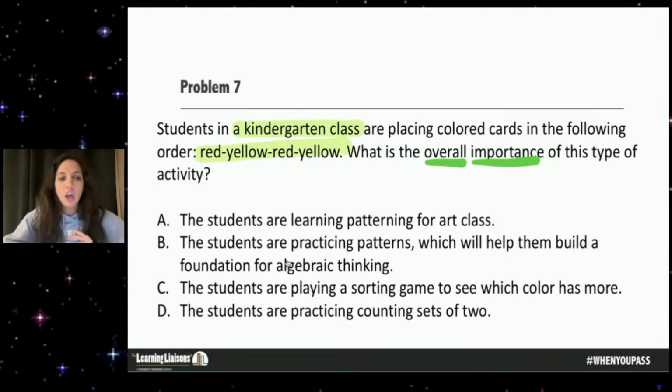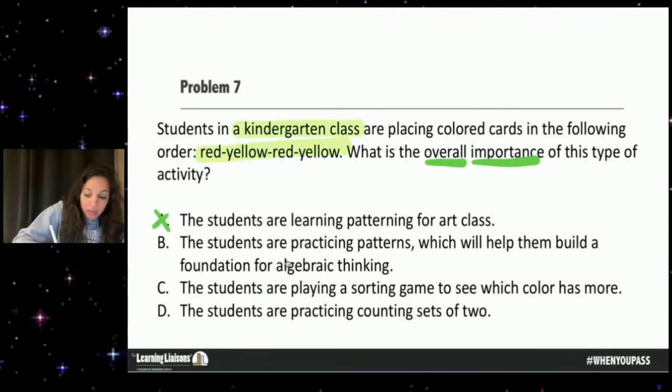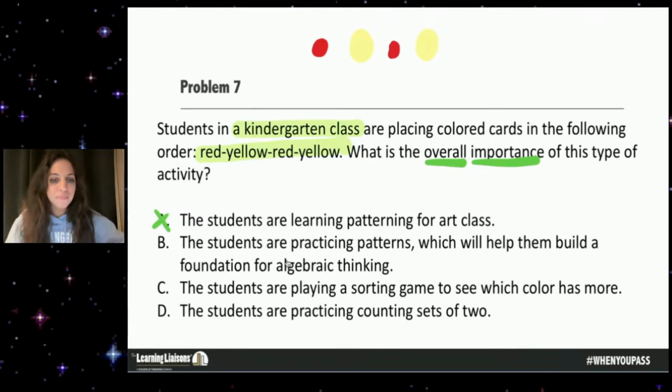Now, if we are talking about math class and they're doing a red, yellow, which we know we're talking about math class because we're taking a math test right now, they are not learning patterning for art class. Patterning is actually super critical in math class, and often the patterning that is done in art helps kids develop that understanding, and the patterning we do in math helps in art too. But a kid doing red, yellow, red, yellow is not building skills for art class. The students are practicing patterns. Yes, they are, which will help them build a foundation for algebraic thinking.